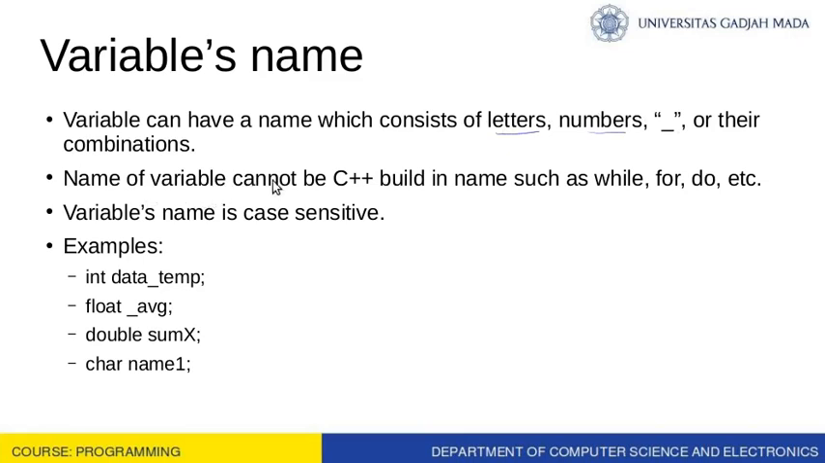The name of the variable cannot be a C++ built-in name such as while, for, do. These are built-in names in C++. These names are already used by C++, so we cannot use them. And then the name is case sensitive. So suppose you have capital A and small a, those are different variables. Suppose you have int A and int a, they are different.